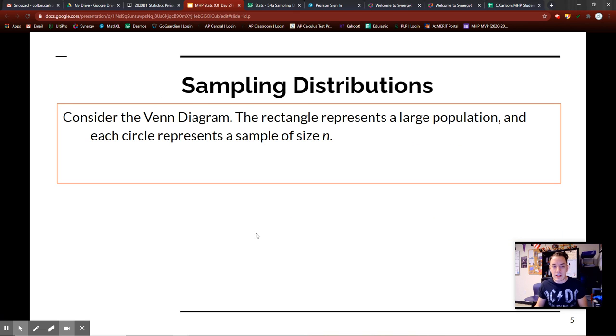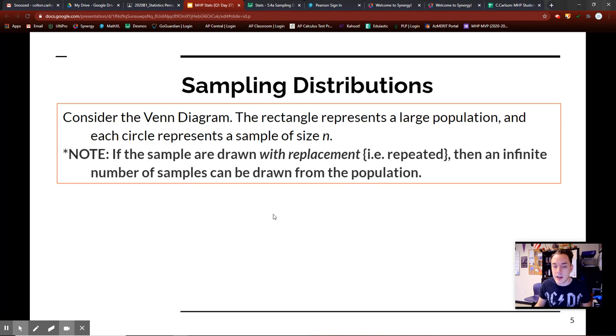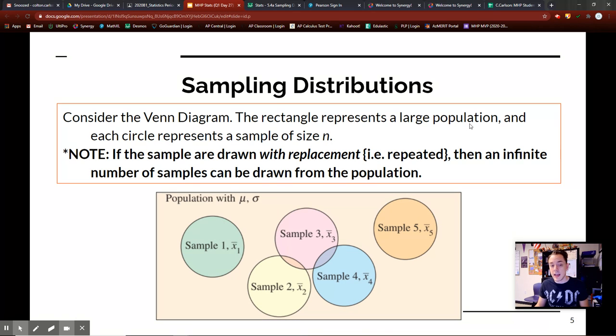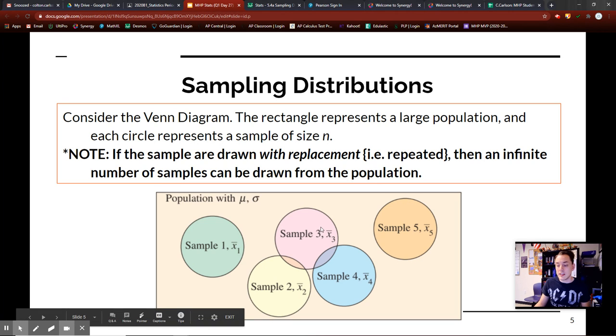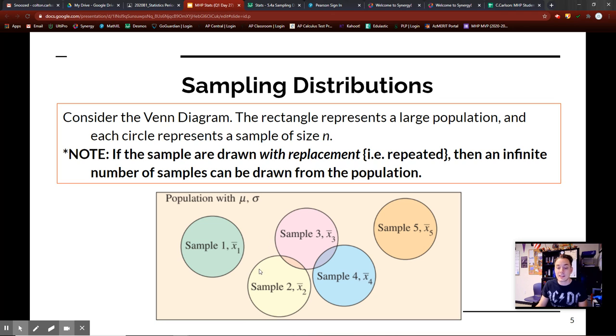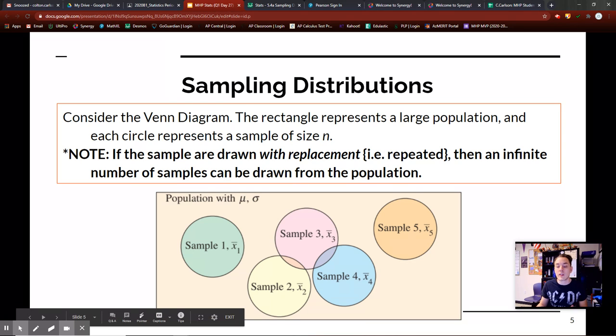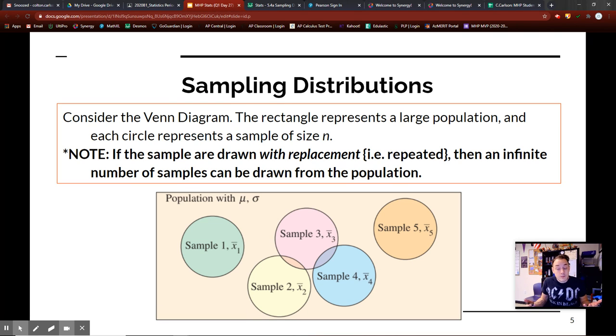So sampling distributions, consider the Venn diagram here. The rectangle represents a large population, and then each circle represents just a sample size of n. So I can have sample 1 or sample 2, sample 3, sample 4. It doesn't matter what the sample size really is, I guess. But notice how some of them are overlapping, some of them are not even touching at all. It depends on your sample size.